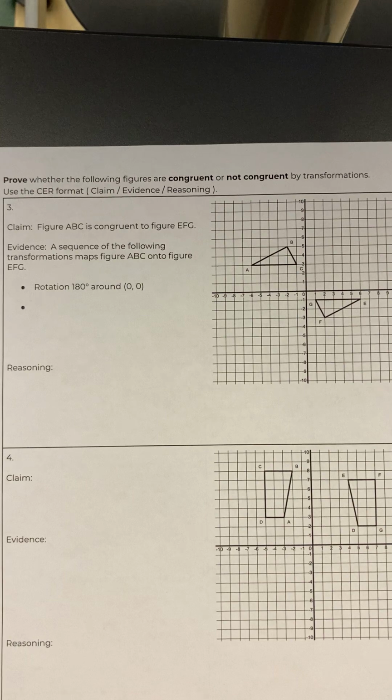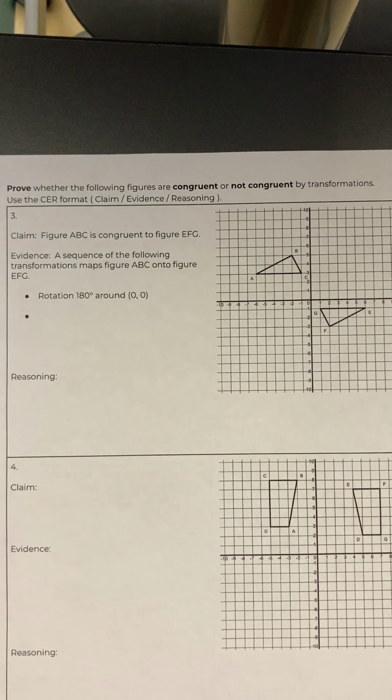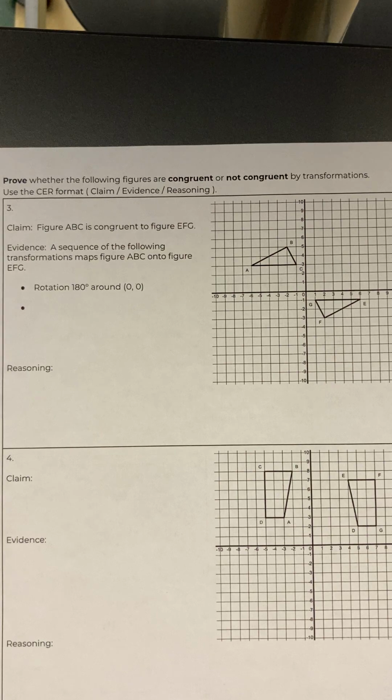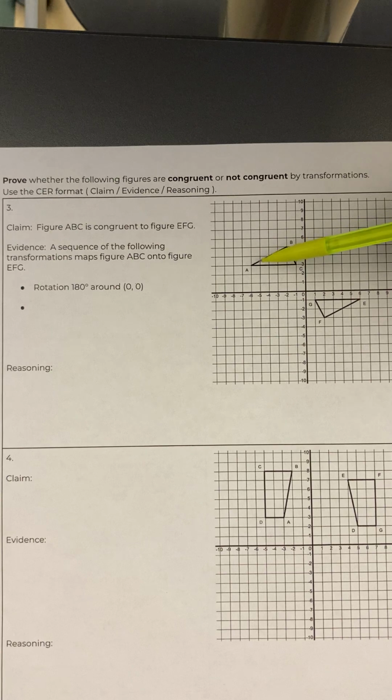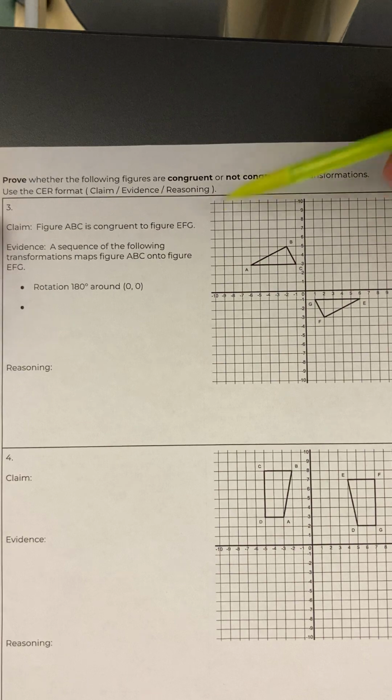All right, so this example is gonna go through one of the congruence proofs, right? So we're trying to use our three-step kind of format here, the CER format, claim, evidence, reasoning, right? So if we have an example like number 1 up here, we're trying to claim that figure ABC is congruent to figure EFG, okay? And the way we're gonna try to prove that or disprove it is by using transformations, okay? So the claim is already written for you.